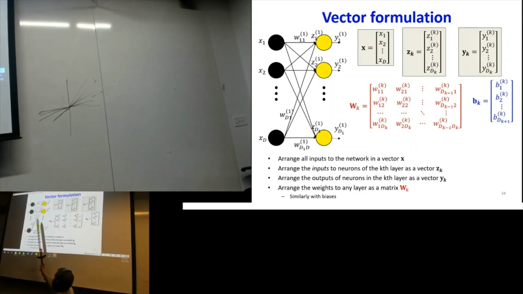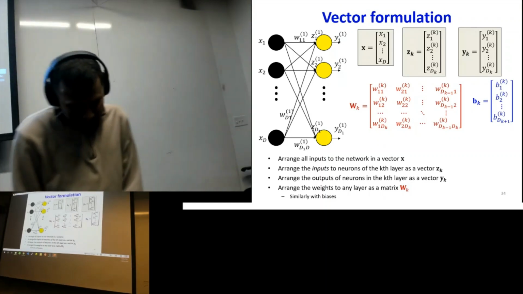These weights I will now arrange as a matrix, where in each row, you're going to have all of the weights going to one neuron. So the first row of the weights matrix is the set of all weights going into the first neuron. The second row is going to be the set of all weights going to the second neuron, and so on. I can arrange the biases as a vector, where the vector is simply going to be the vector of biases for each of the neurons in the layer.